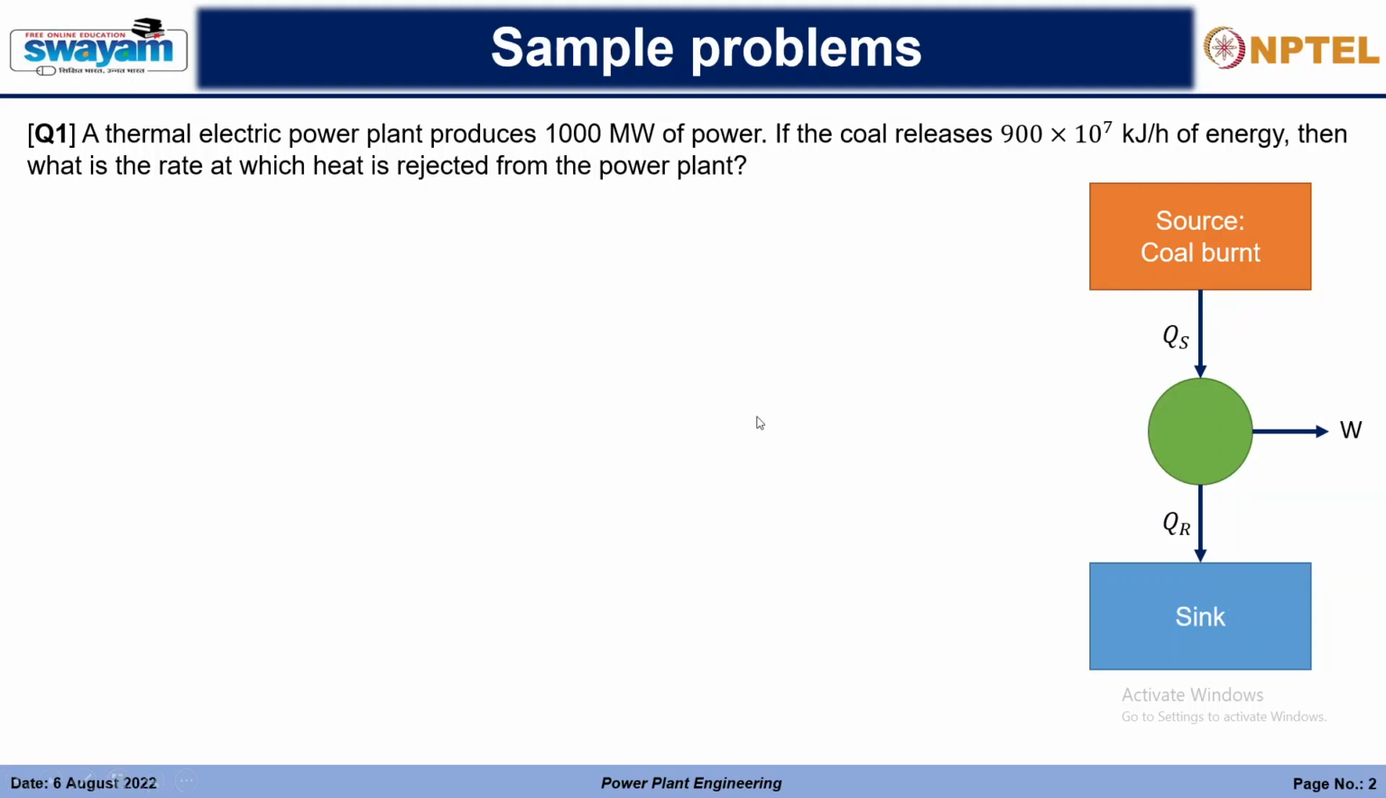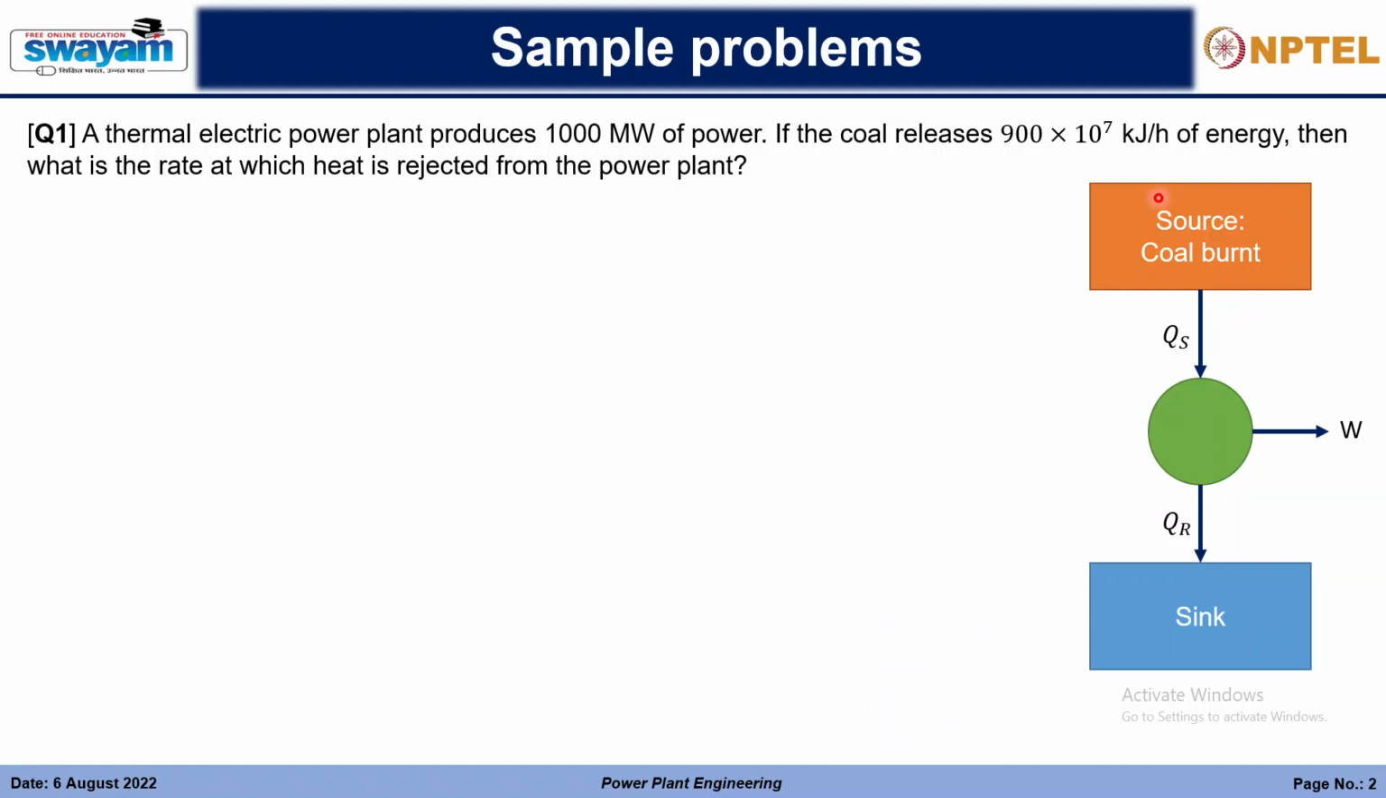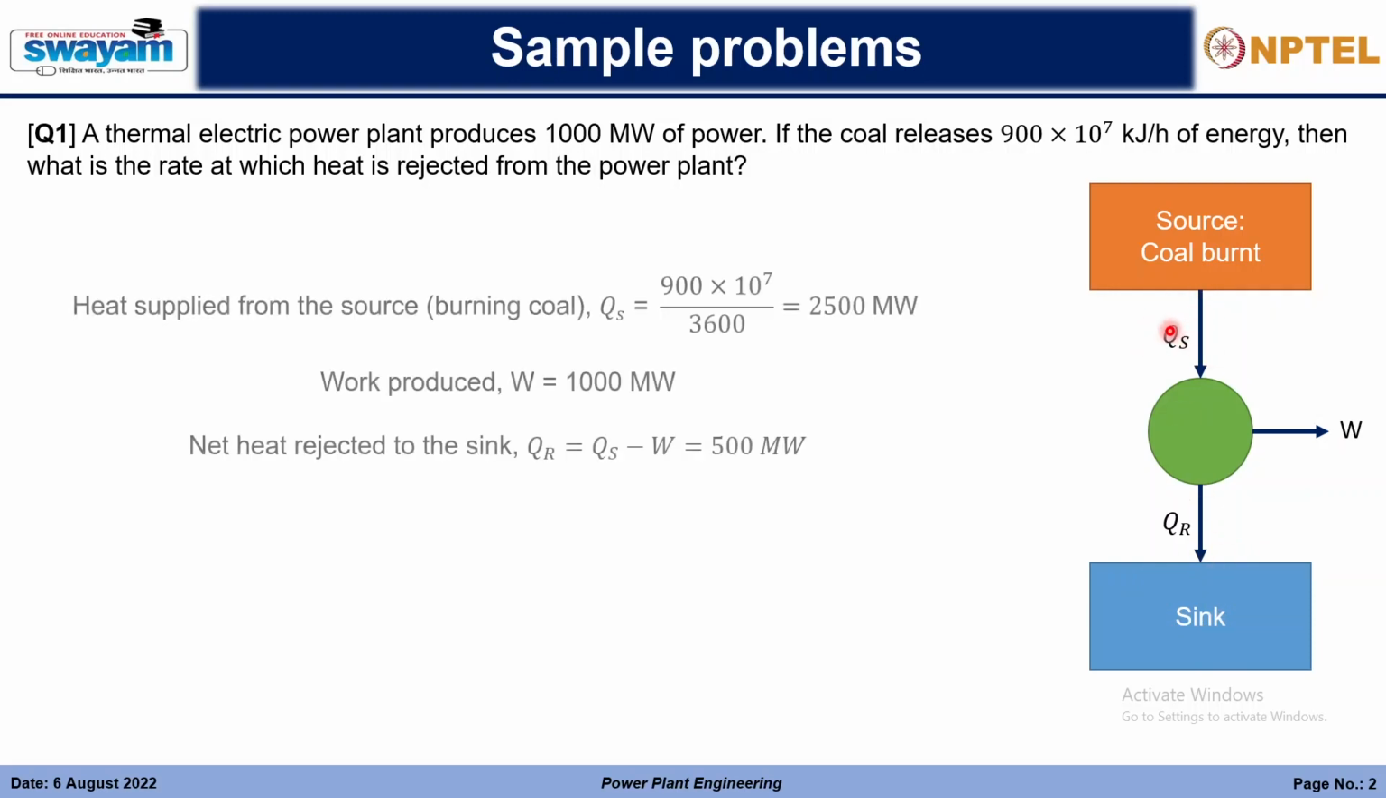So as you can see in this figure to the right, in a basic power plant, a particular source will supply the energy to the system, and some amount of it will be utilized in developing the work, and the other will be rejected to the sink, which is actually the ambient. So the QS, okay, let me solve it.